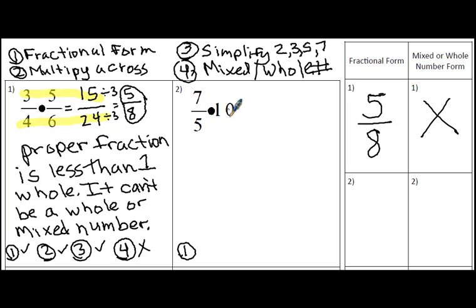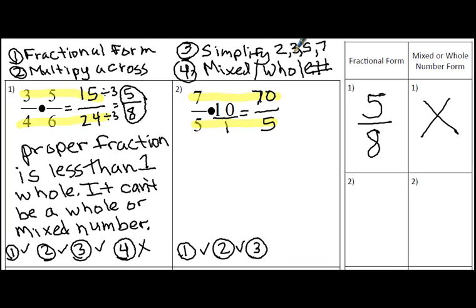On to question number 2. Step 1, 7/5 is an improper fraction, and 10 wholes, we're going to put that 10 over 1 to put it into fractional form. So the numerators and denominators, we're going to move on to step 2 and multiply across. And 7 times 10 is 70, and 5 times 1 in the denominator is 5. But make sure you don't go 5 times 10 and 7 times 10. Make sure you put that 1 underneath that 10 to get the correct denominator.